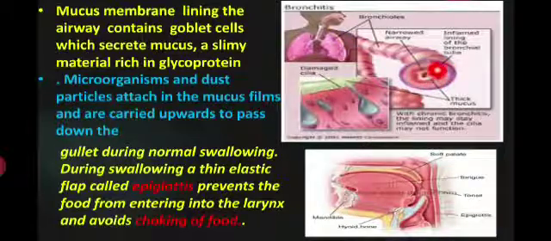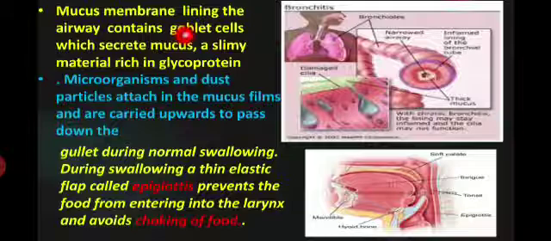It's a wax substance. Mucus is a wax substance that is secreted in our nose and also in the ear. And other parts of the human body also secrete mucus. So the mucous membrane lining the airway contains goblet cells which secrete mucus. For mucus to be secreted, goblet cells must be present in the epithelium lining layer.